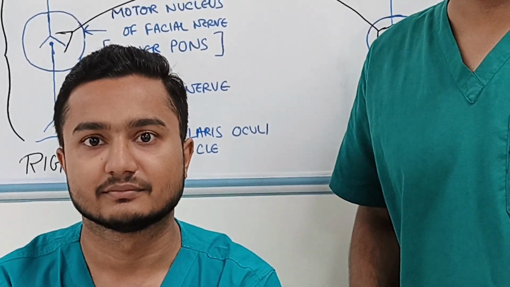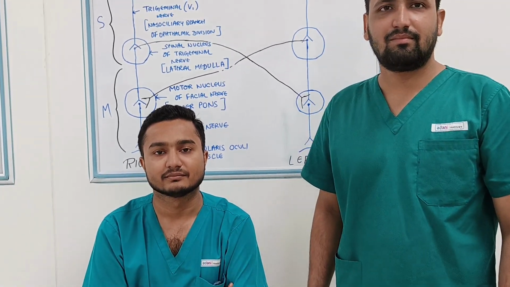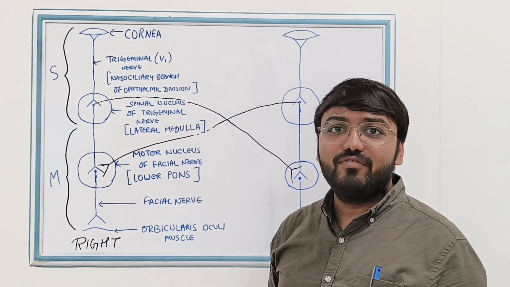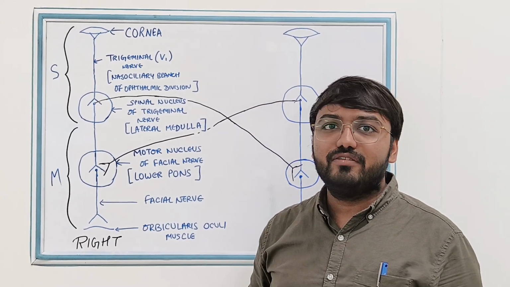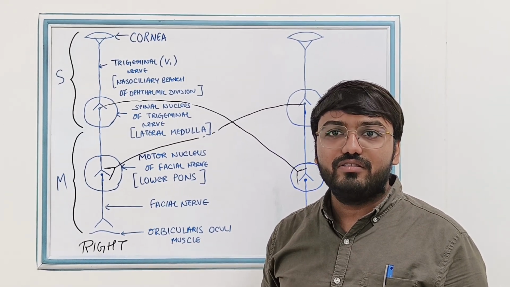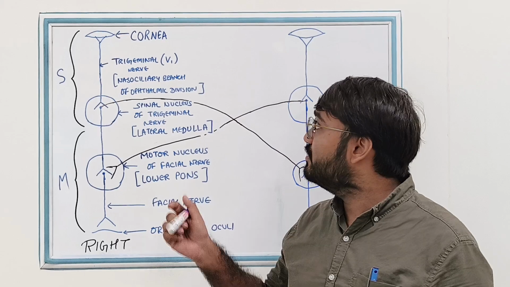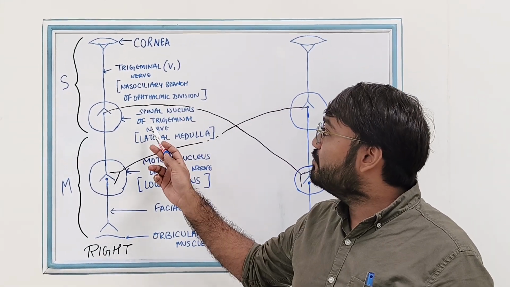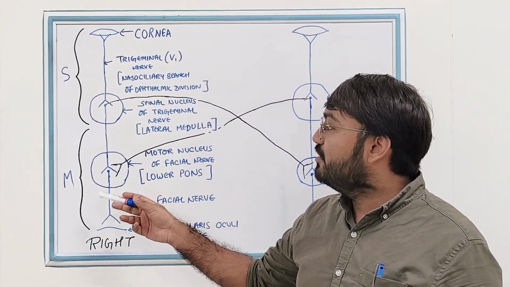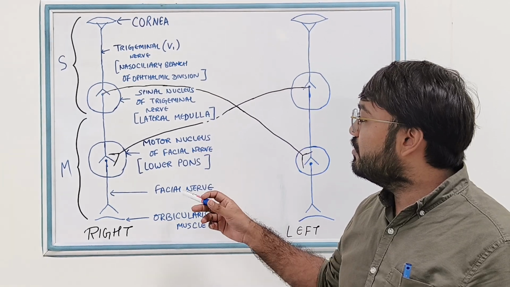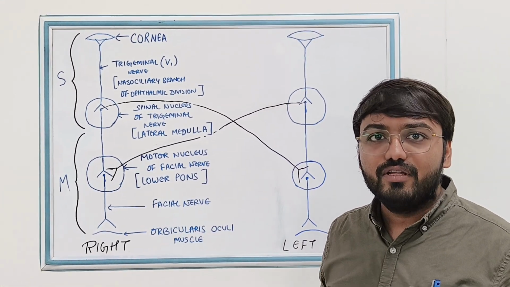This is how we perform the corneal reflex. This is the reflex arc of corneal reflex. It comprises of two components, sensory and motor. Sensory component comprises of trigeminal nerve and spinal nucleus of trigeminal nerve, and the motor component comprises of motor nucleus of facial nerve and the facial nerve.